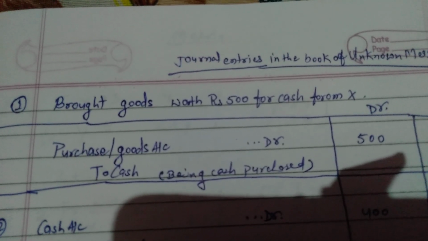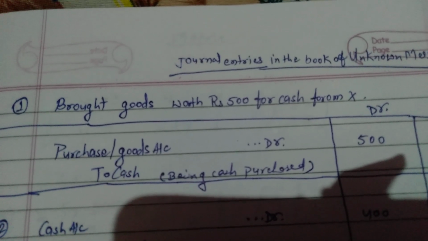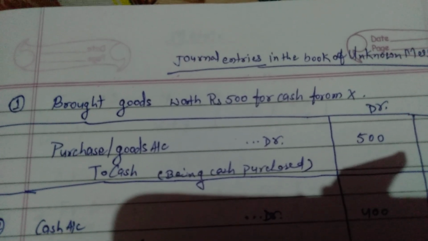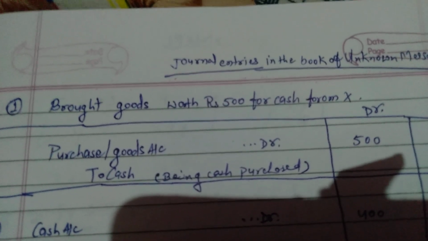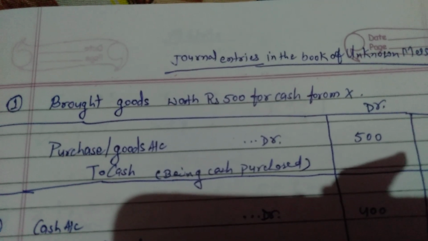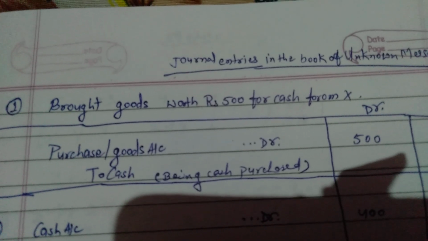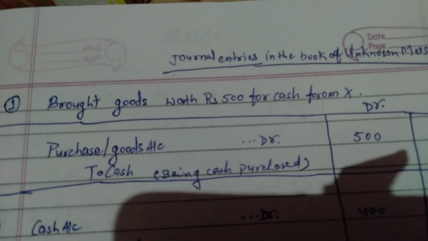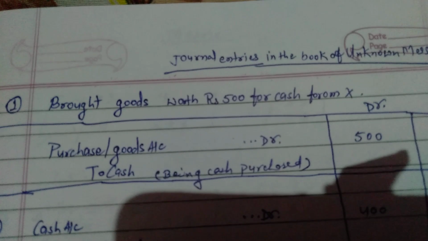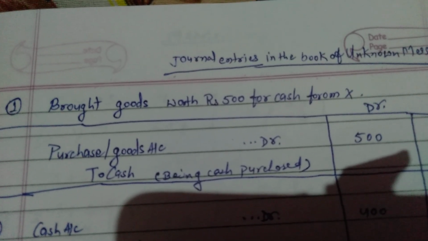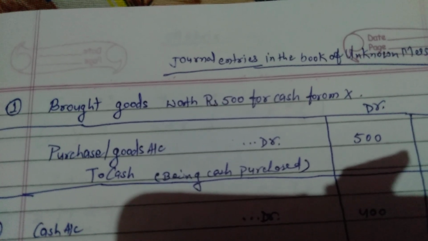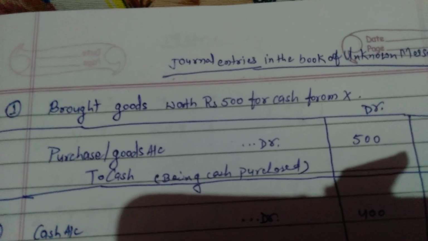The first problem I have solved is: bought goods worth rupees 500 for cash from X. It means that I purchased the goods, or goods come into my business, because we have to consider accordingly what comes in and what goes out of the business.